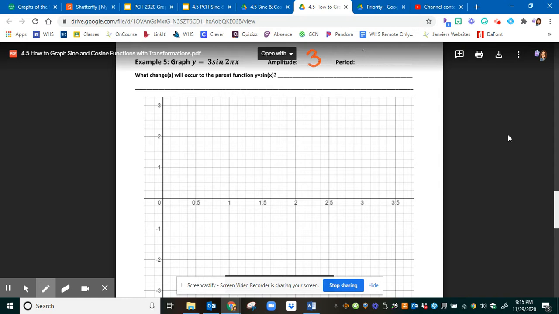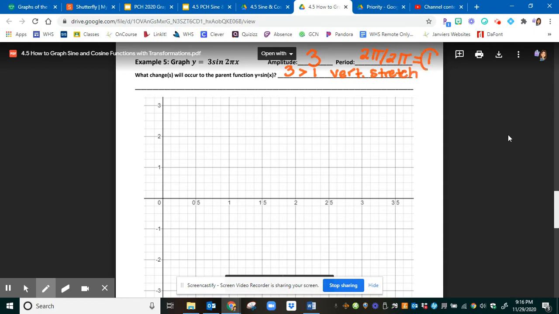And now we have a period transformation. So 2 pi divided by the b of 2 pi is going to be equal to 1. Okay, so what changes will occur to the parent function of sine x? So normally our amplitude is 1. So we see that the amplitude is definitely greater than 1, so we are going to have a vertical stretch. It's going to be the first thing that we notice.